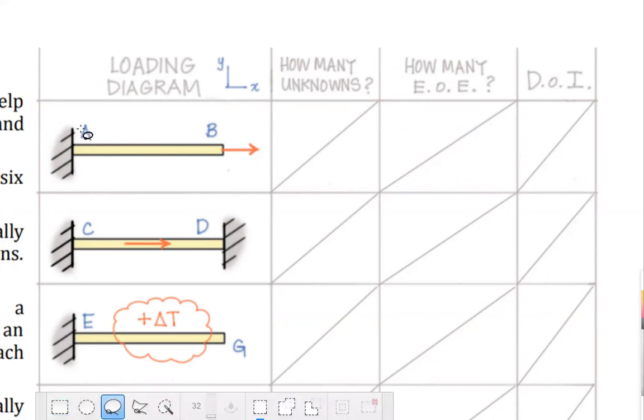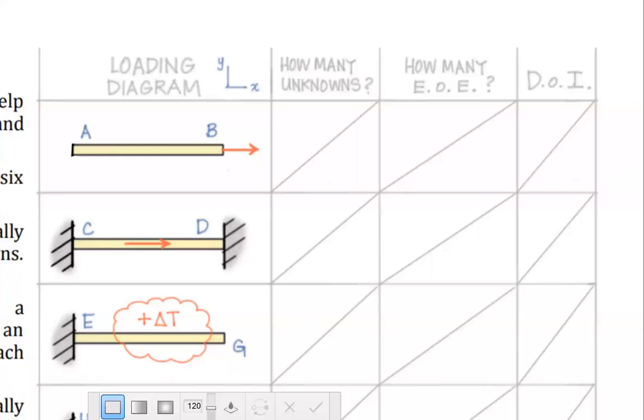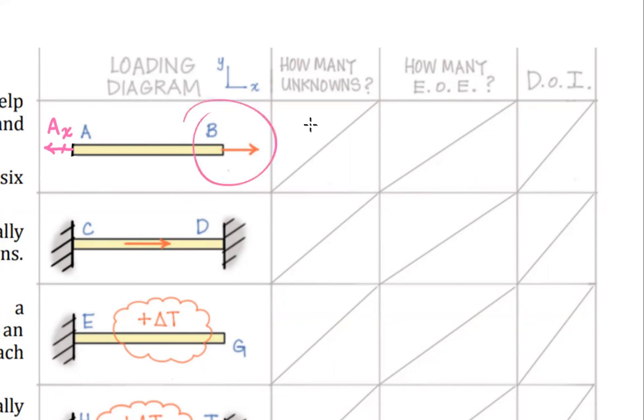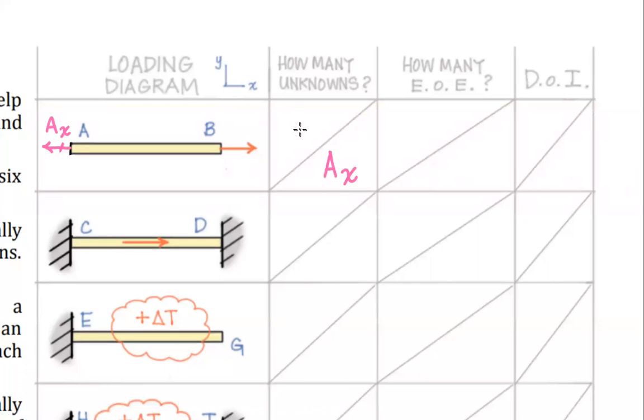All right, let us start our first one by freeing the body from the support. We will just free the body from the support, and I'm going to add in the reaction over here. That represents the effect the support has on the body. Since I have an applied force in the x direction, I'm going to have an equal and opposite force as my reaction over at the left support. Let's tally up, how many unknowns do we have? Well, the only unknown is A sub x. That's a force in the x direction at A, and that's just one unknown.